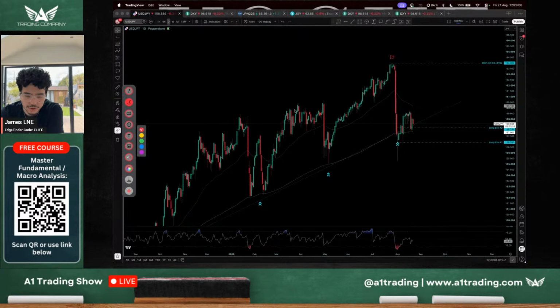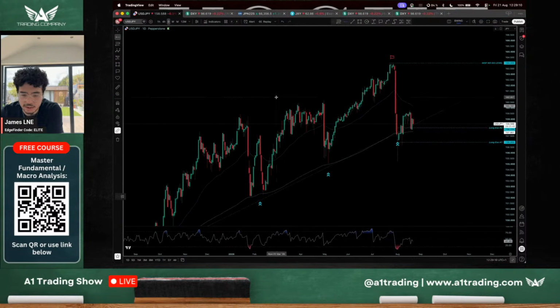As we've seen previously, the MOF typically likes to defend one level until they kind of give up and move on to the next level. So that was around 160. You can see, 160 is quite a major level of resistance here on the daily. We saw interventions around this level as well. And then the market continued to just move higher and higher and higher and correct every time they intervened.